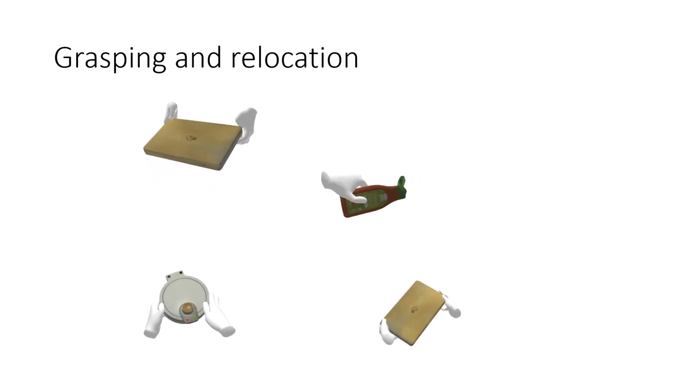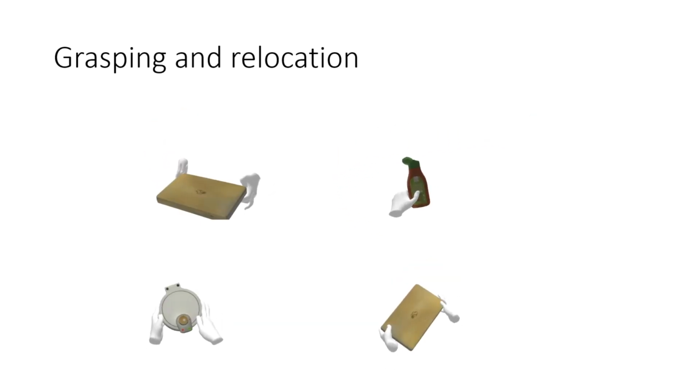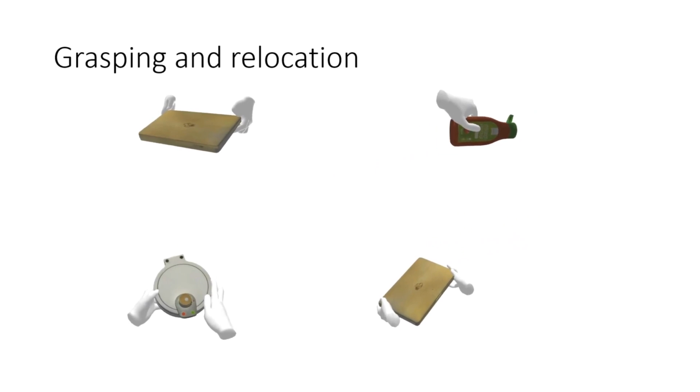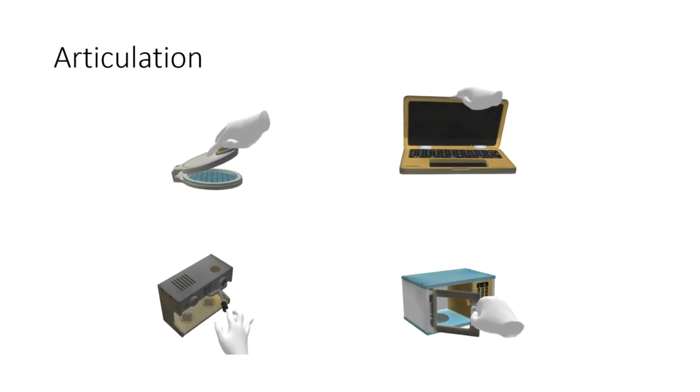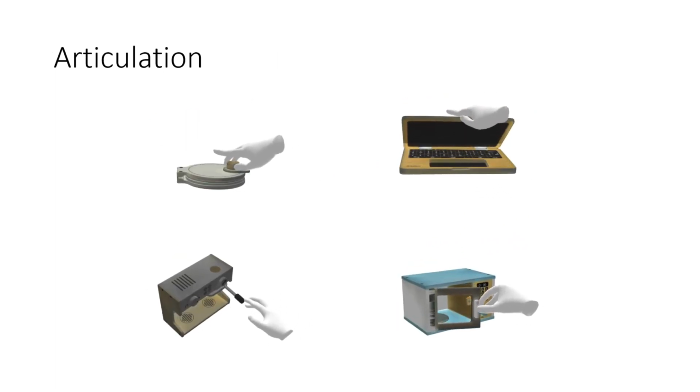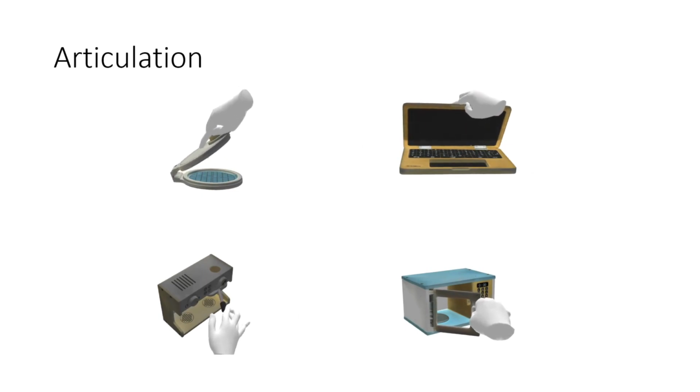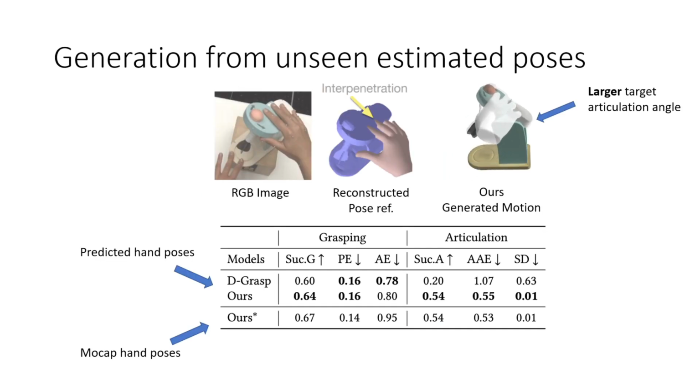Here we show more results of our method for grasping and relocation. Here are results for articulation. We show that our method can generate motions with unseen hand reference poses reconstructed from single images using an off-the-shelf method. And different targets can be defined.